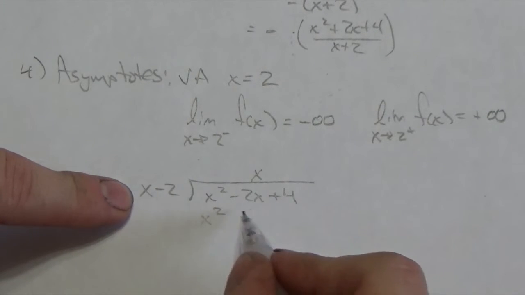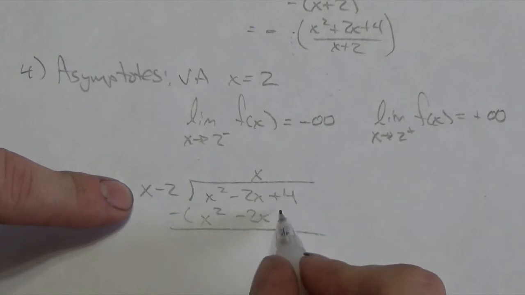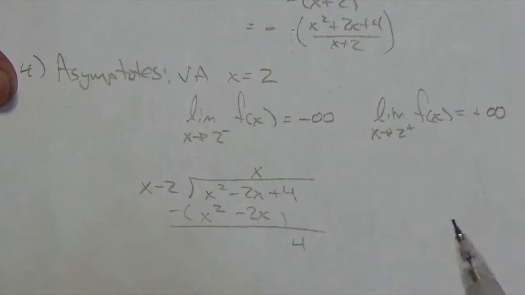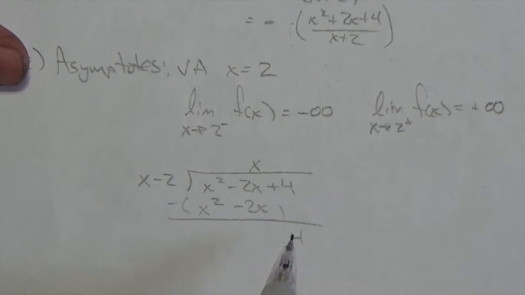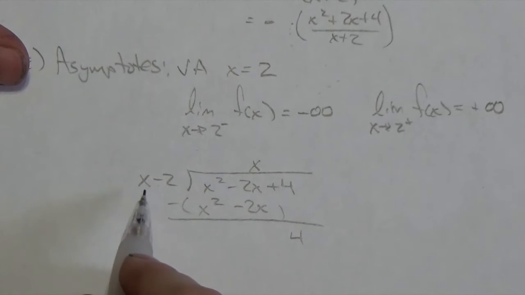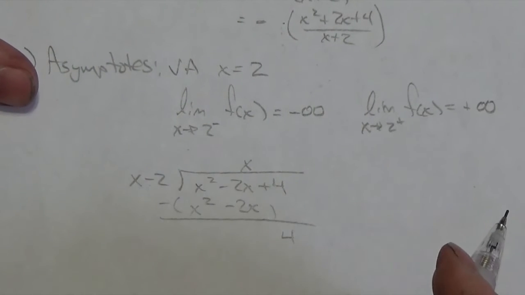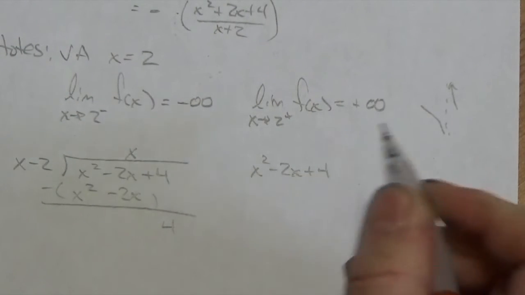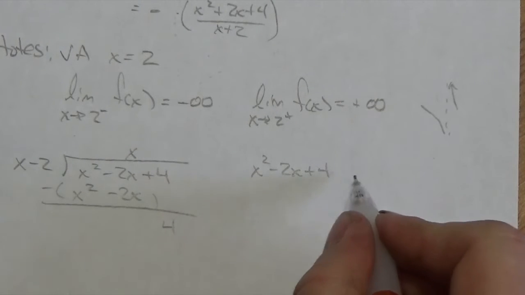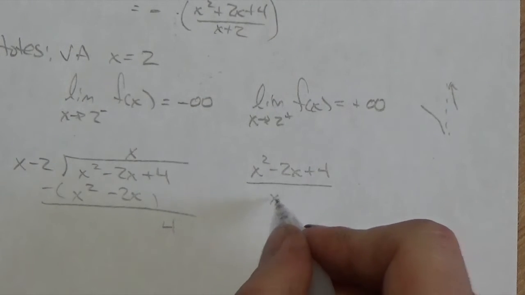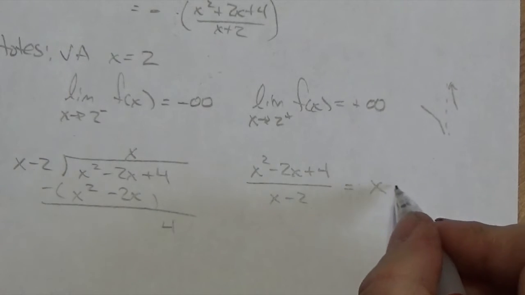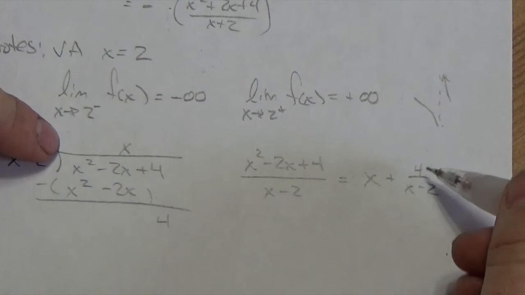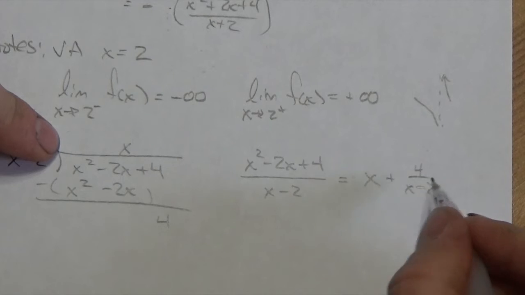So x squared minus 2x. Well, that's beautiful. And when you subtract that, if I subtract down here, I'm just going to get a 4 there. Which means the degree of my remainder is less than the degree of my divisor, so I'm done. So essentially, x squared minus 2x plus 4 divided by x minus 2 is going to be the same as x plus 4 over x minus 2. Essentially what we're saying with that remainder is there's this little piece left over that still needs to get divided by x minus 2.